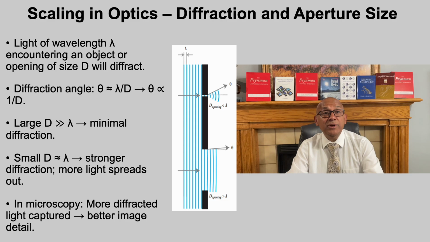The light spreads widely. In microscopy, this effect is critical. The ability of a lens to capture diffracted light directly determines how much fine detail we can resolve. The more diffracted light we capture, the better the image detail. This is why diffraction sets a fundamental limit to optical resolution.